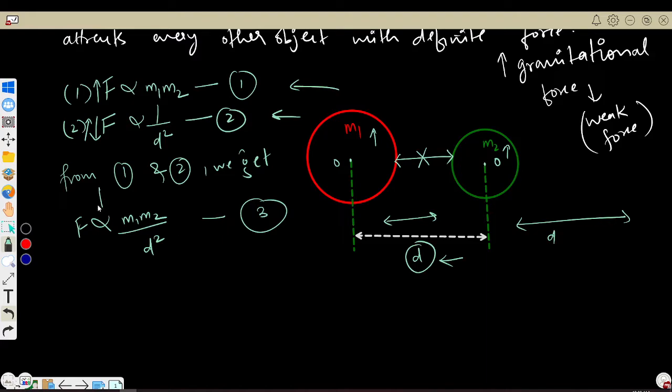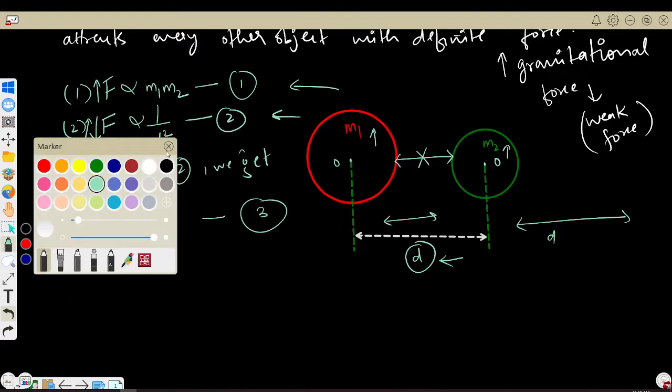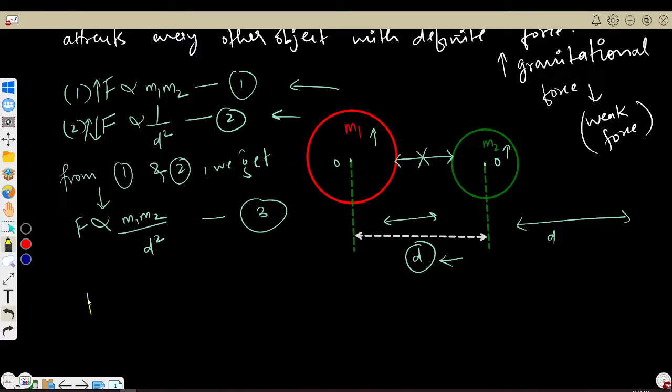Now to remove this proportionality sign, there is a rule. When we remove this proportionality sign, we introduce a constant in the given relation. So this equation can be written as F is equal to m1 m2 divided by d square, and in place of this proportionality sign I will introduce a constant, that is capital G. Now this capital G is very important. This is known as universal gravitational constant.